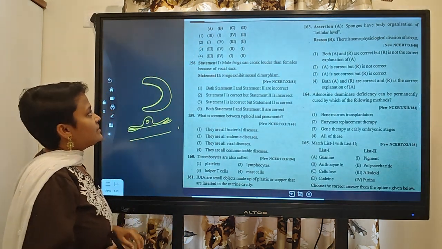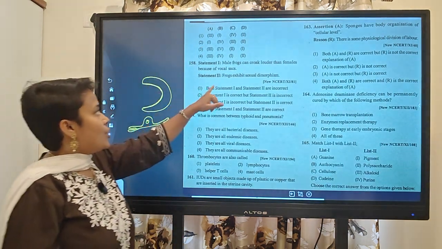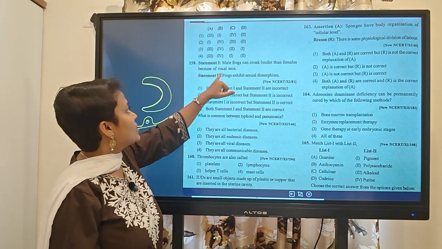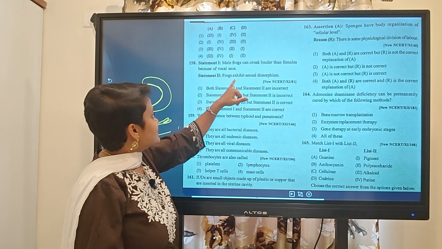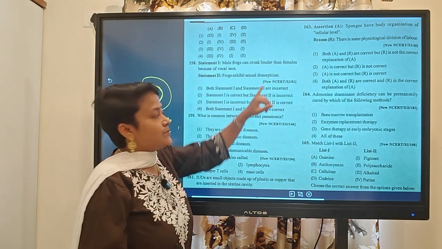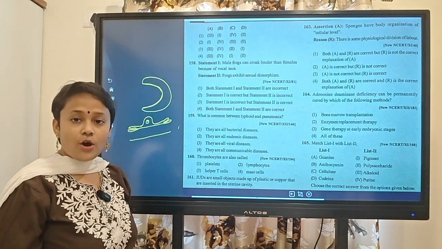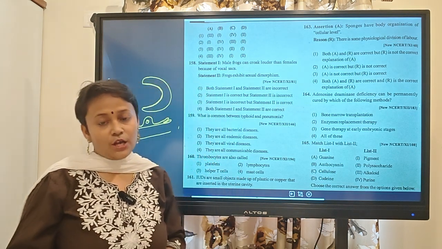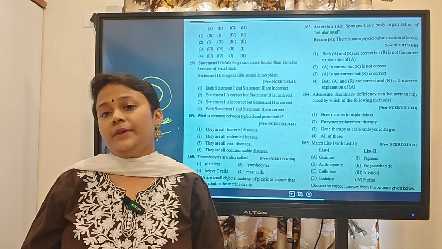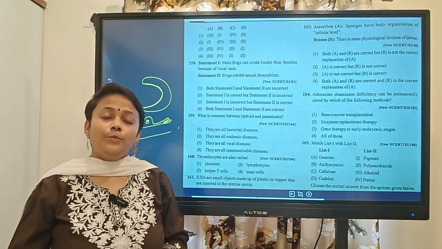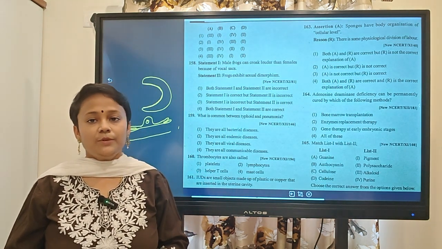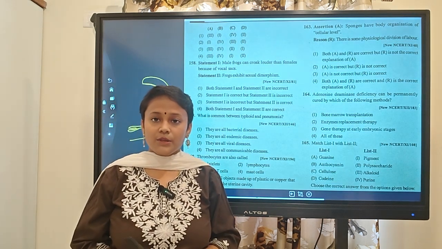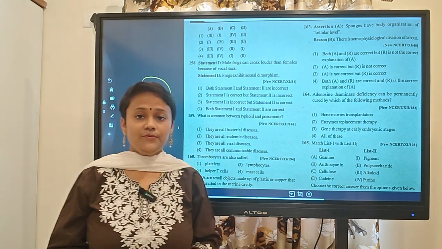Coming to 158. Male frogs can croak louder than the female because of vocal sacs. Frogs exhibit sexual dimorphism. Frogs belong to the amphibia, right? And they have sexual dimorphism. So what is sexual dimorphism? Means by morphology, we can distinguish between male and female. I mean, morphological characters will be there which can distinguish between male and female.